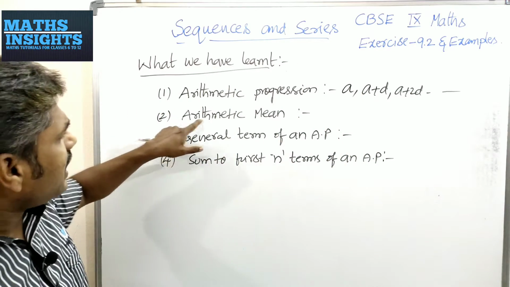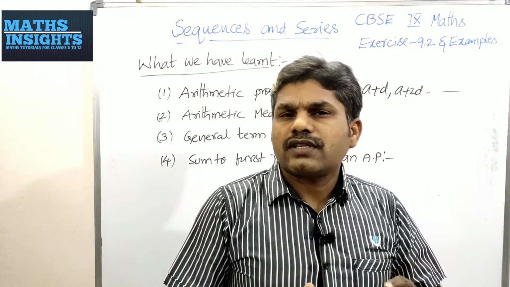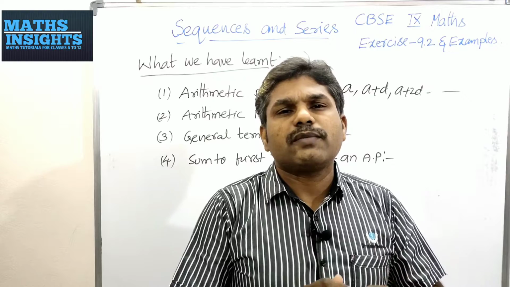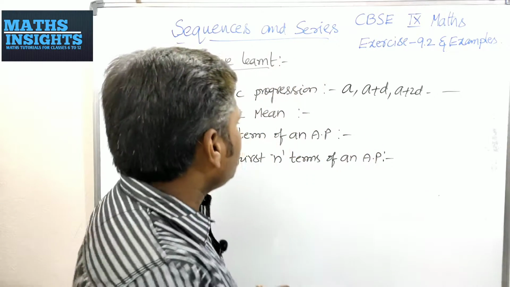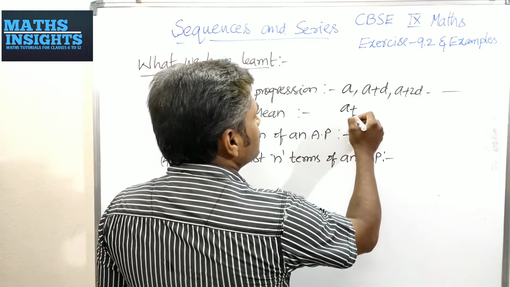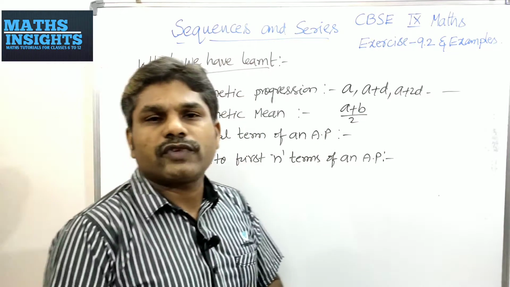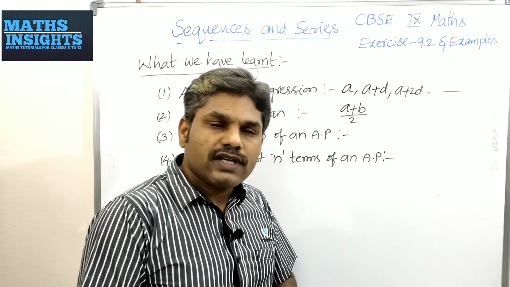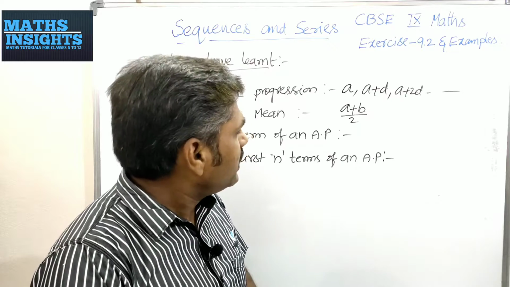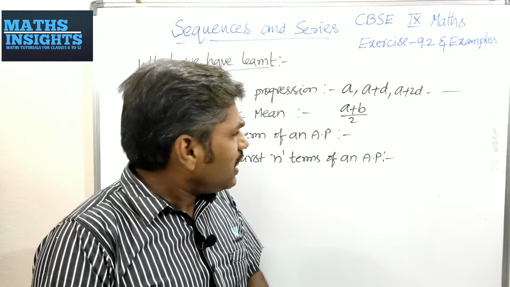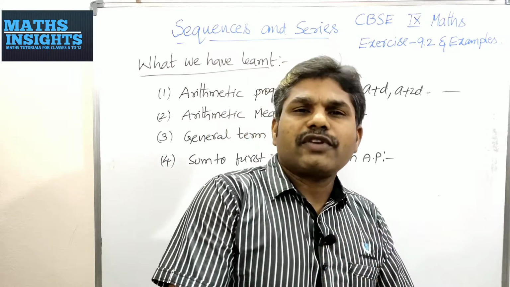And the arithmetic mean: if you want to find the arithmetic mean of any two numbers, then the arithmetic mean of those two numbers is obtained by adding them and dividing by 2. If a and b are two numbers, then the arithmetic mean of those two numbers is (a plus b) by 2, and this is discussed in detail in the previous video.